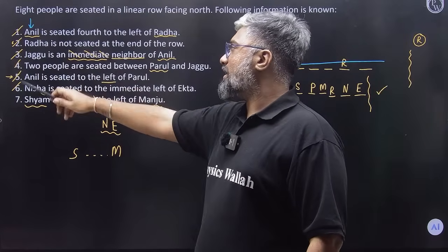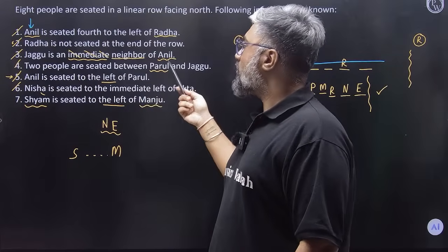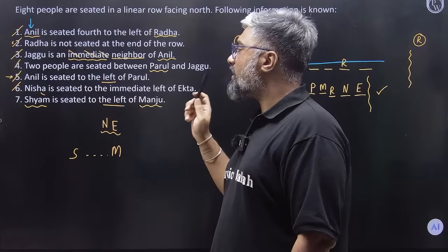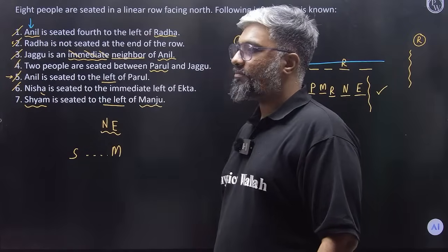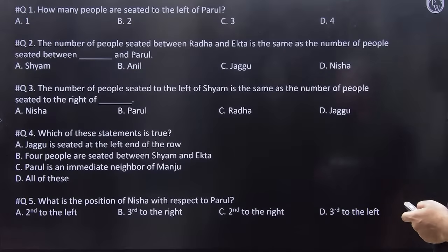Radha's condition is satisfied. Anil and Jaggu, Jaggu's condition is satisfied. Parul and Jaggu, Parul's condition is satisfied. This is also satisfied. Nisha, Ekta are happy. Shyam and Manju are happy. Okay? Good to go? Beautiful. Let's finish off the questions then.